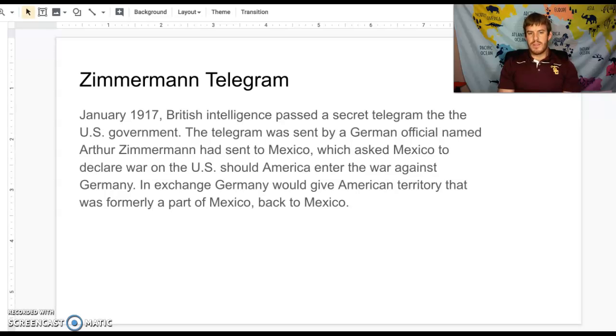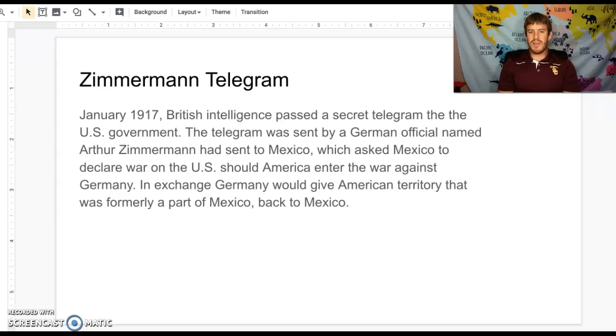Okay, and then also, guys, you have the Zimmermann telegram. This really put us at odds with Germany, not just with the common everyday American saying, hey, I don't really like the Germans, I'm rooting for the Allies. It really helped sever some of the diplomatic ties between the US and Germany. All right, so this is the Zimmermann telegram.